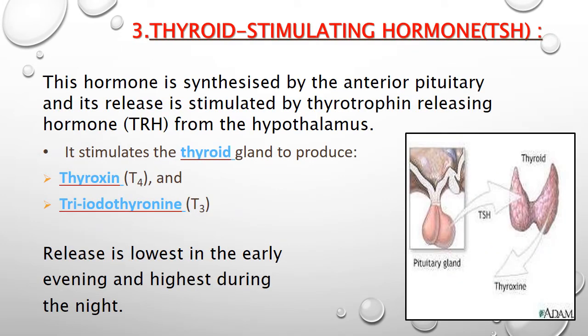Now the third hormone, that is the TSH, or we can say thyroid stimulating hormone. This hormone is synthesized by the anterior pituitary and its release is stimulated by the thyrotropin releasing hormone from the hypothalamus. It stimulates the thyroid gland for the production of thyroxine, that is T4, and T3, that is triiodothyronine. The release is lowest in the early evening and highest during the night.